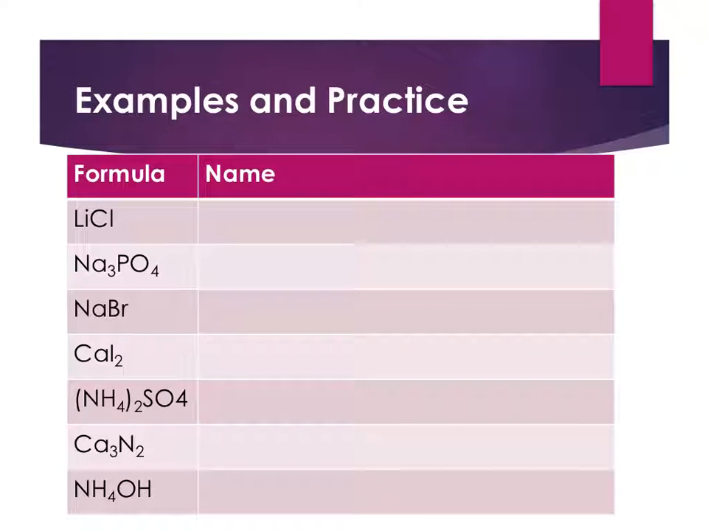Okay, so let's try two together, and then you're going to do the rest of them by yourself. So let's look at our first one here. We're going to look at lithium and chlorine, right? So to write the name of that, we know we have our cation, which is lithium, and chlorine is our anion. So we write the cation's name first. It's lithium. And then we know that the chlorine here, it's not chlorine, it's going to be chloride. So we just write chloride.